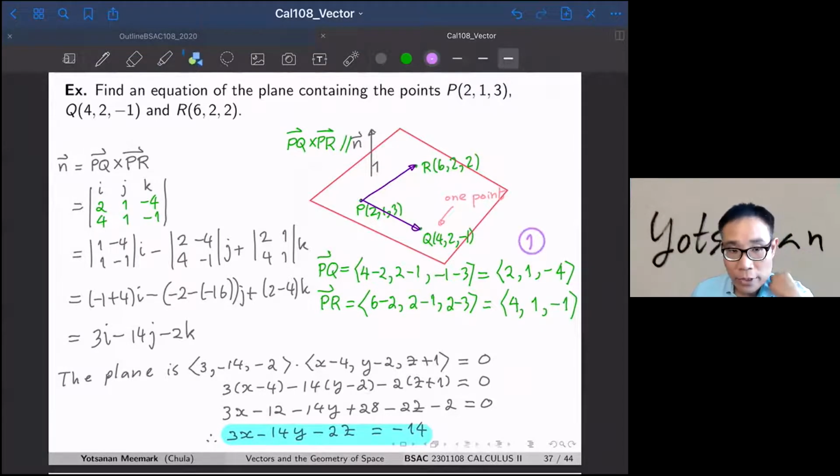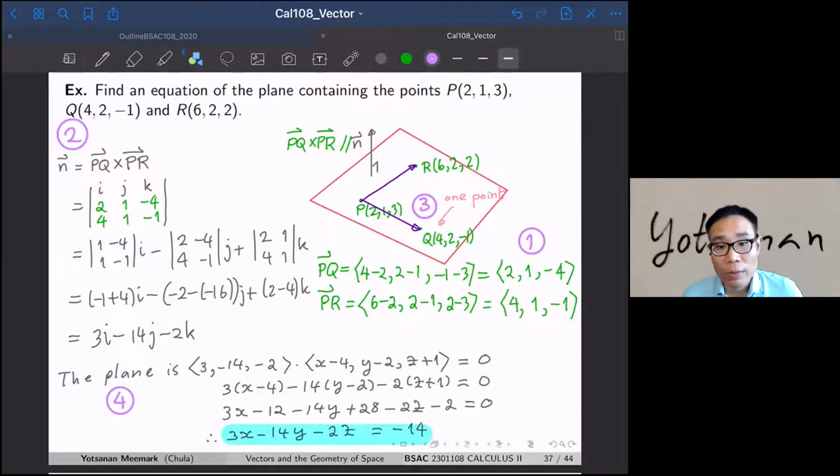And the second step, you find the normal vector N. Okay, so you have the normal vector N. And the third step, you need 1 point. So this one will be the third step. And the fourth step turned out to be you set up the equation, so it's going to give you the final answer in terms of the equation of the plane.